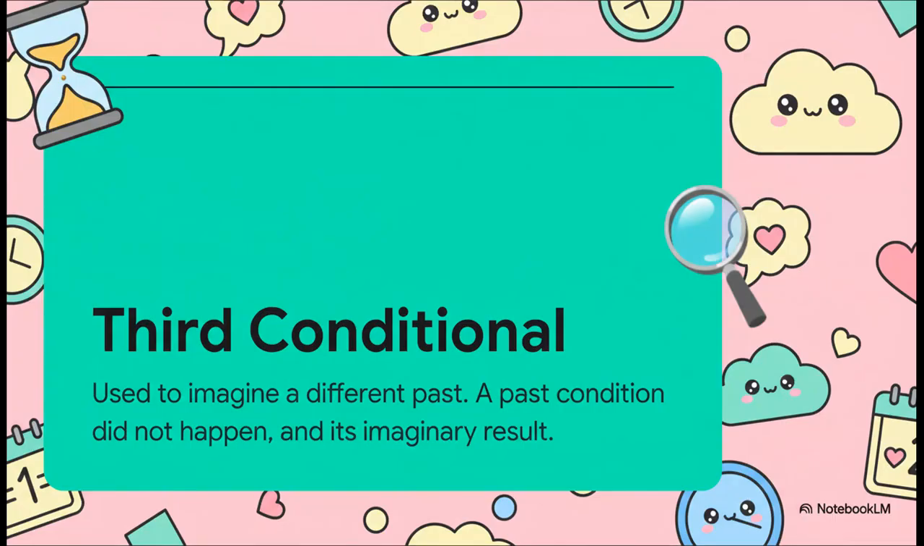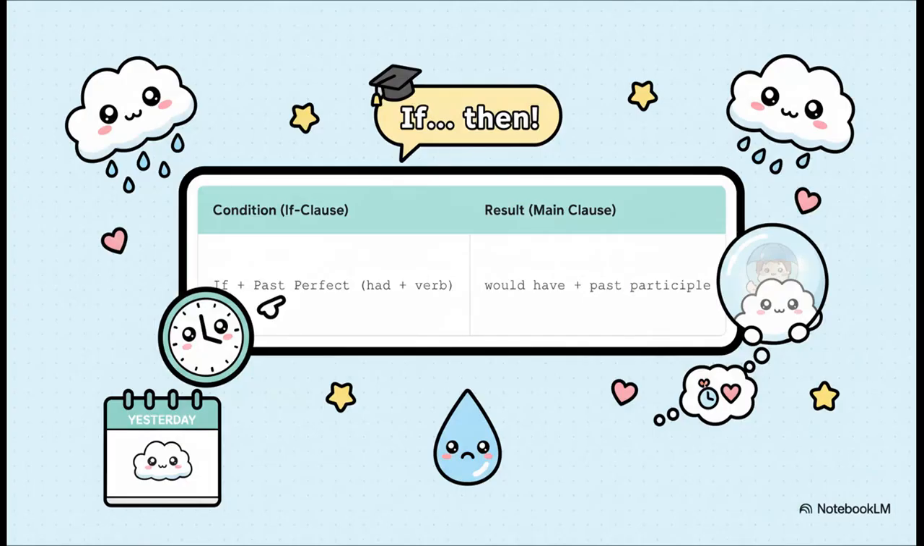So the most important thing to get here is that everything, the condition and the result, is in the past. It's over. We're talking about something in the past that didn't happen, and because of that, we can only imagine what the result would have been. It's the perfect way to talk about regrets. Okay, I know this structure looks a little complicated, but trust me, there's a clear logic to it.